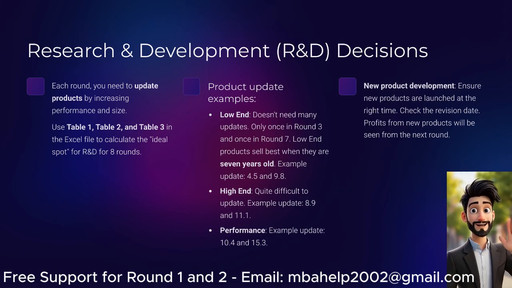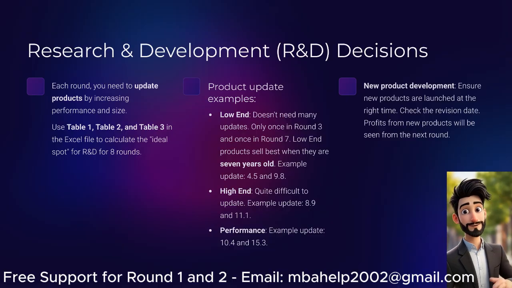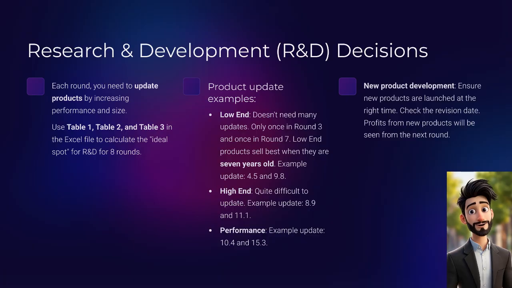2. Research and development, R&D decisions. Each round, you need to update products by increasing performance and size. Use Table 1, Table 2, and Table 3 in the Excel file to calculate the ideal spot for R&D for 8 rounds.